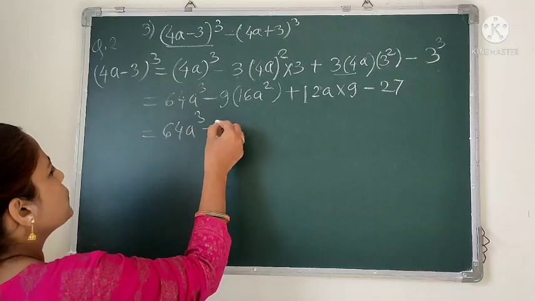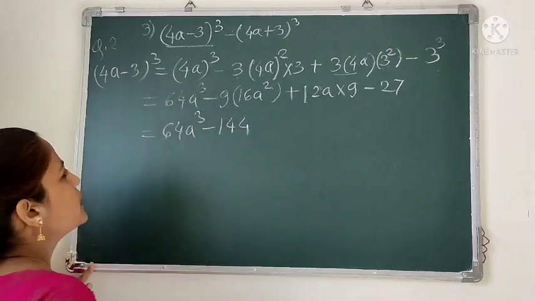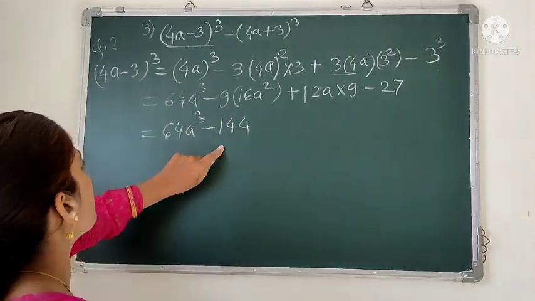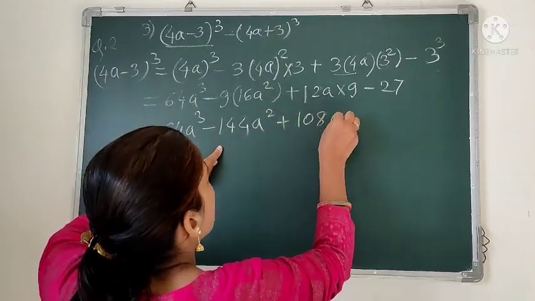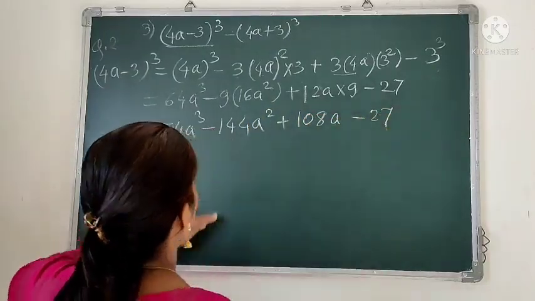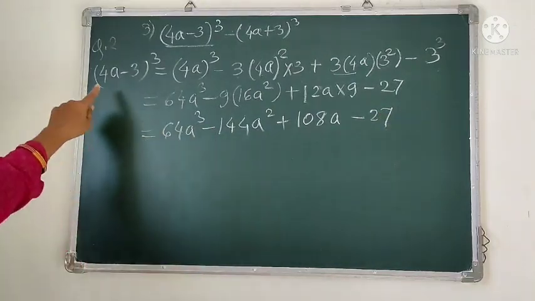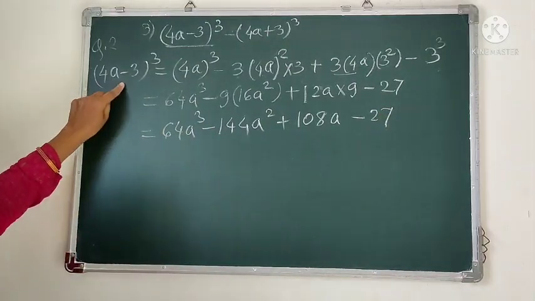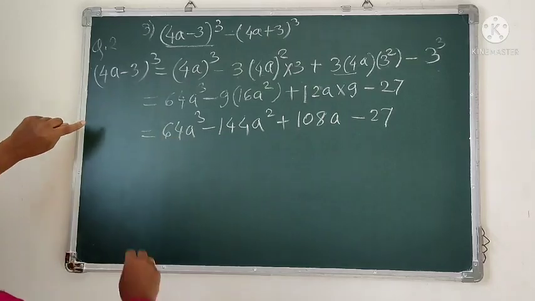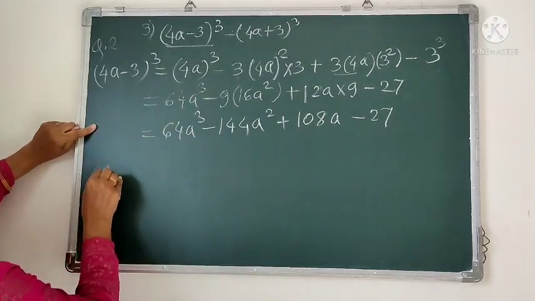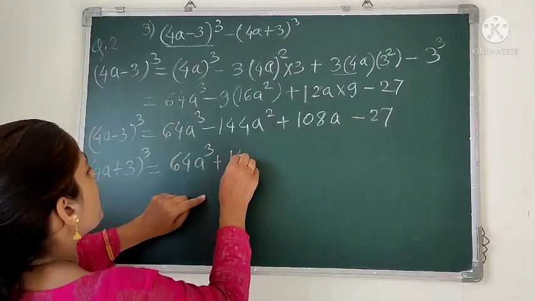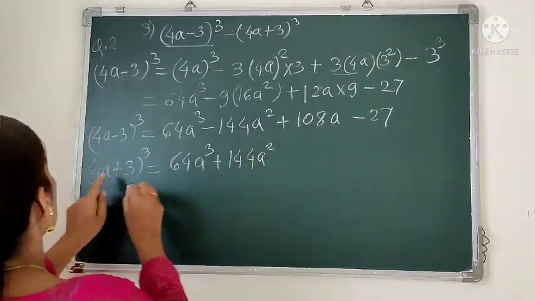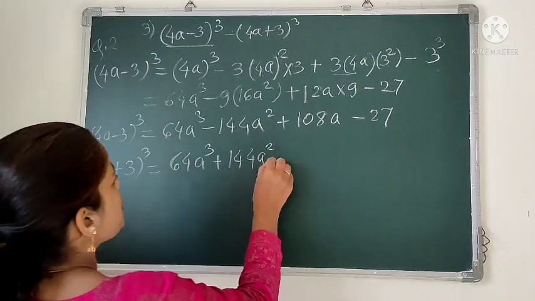64a cube. 16 into 9 that is 144a square. 12 nines are 108. This is the expansion of (4a - 3) cube. Afterwards (4a + 3) cube, but all the terms will be positive.